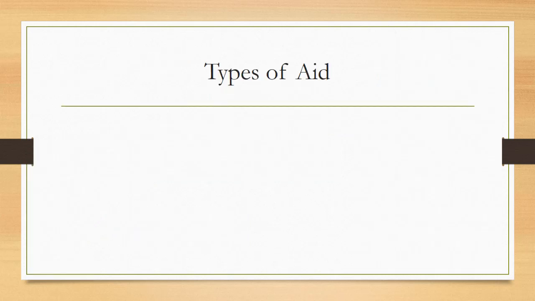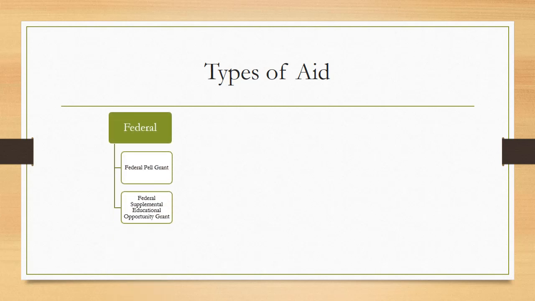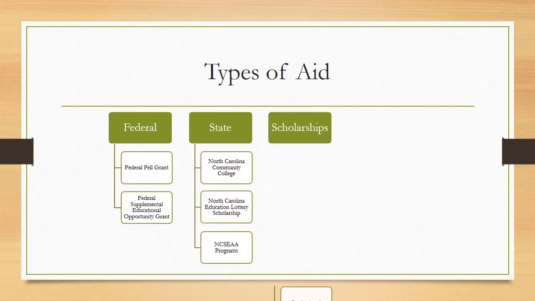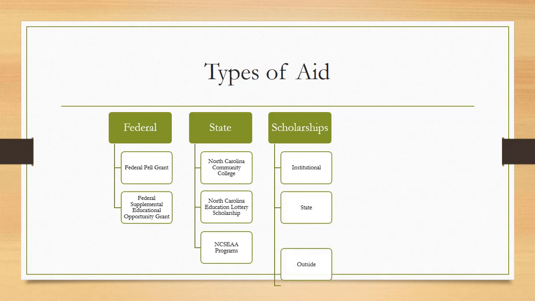Financial aid consists of 4 different types of aid: federal aid, state aid, scholarships, and also loans.